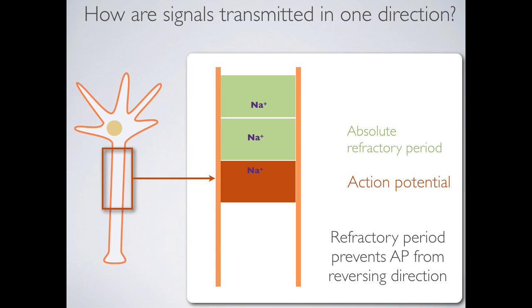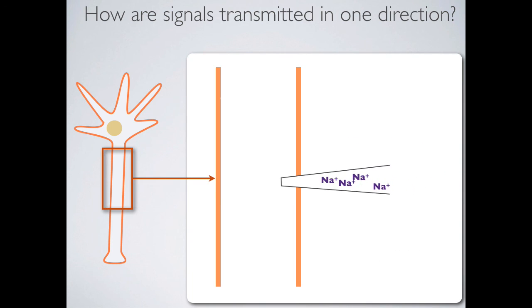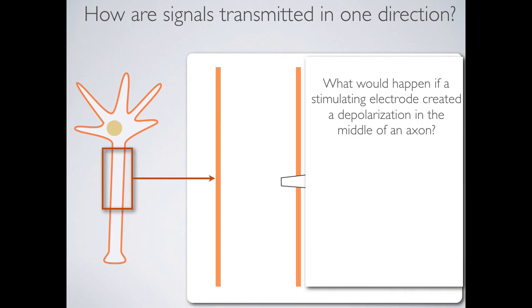Okay, so it's not just a timing thing and an encoding property, but it also endows the membrane with the capacity to send signals just one way. So let's perform another experiment where we put a stimulating electrode right here and we inject some current to depolarize the membrane. Here's a clicker question.